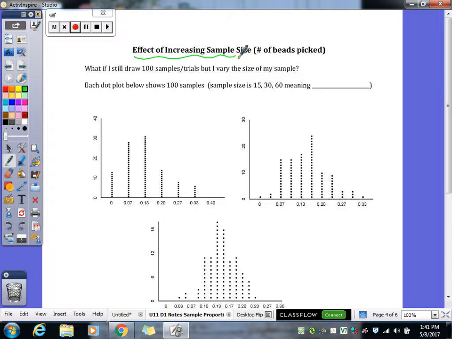Now, if we change the sample size, however, that's a little bit different than changing your number of samples. So we're still taking 100 samples, but instead, I'm going to pick 15 beads in each sample, and then 30 beads in each sample, and 60 beads. So this is our 15 beads. That's our 30 beads. That one is our 60 beads. So meaning within each sample, I'm picking more beads than we did in our example.